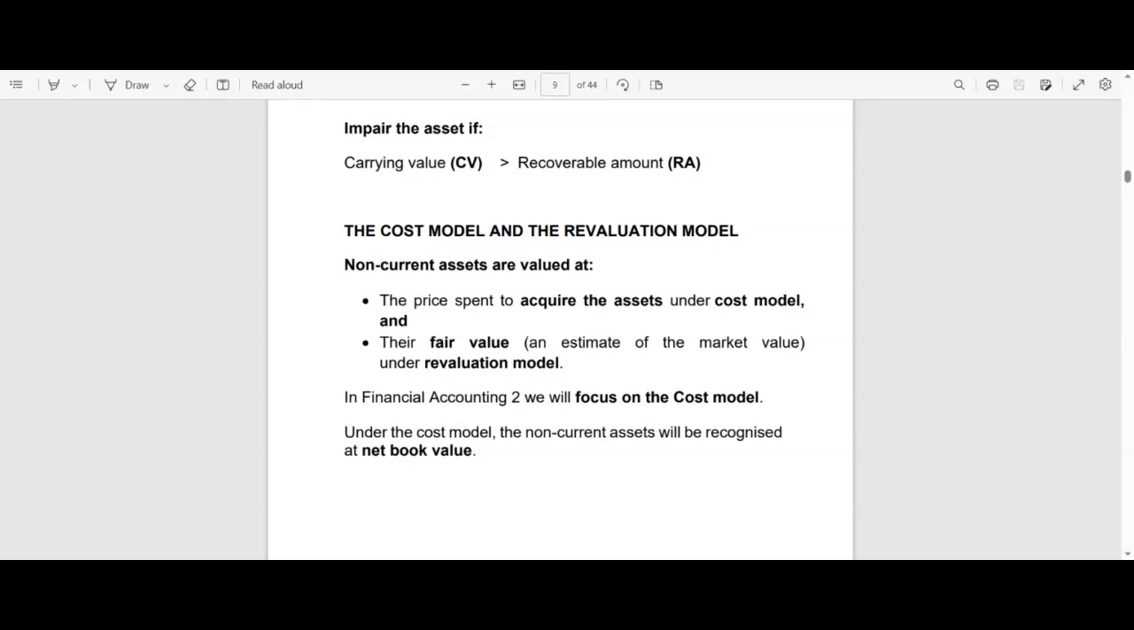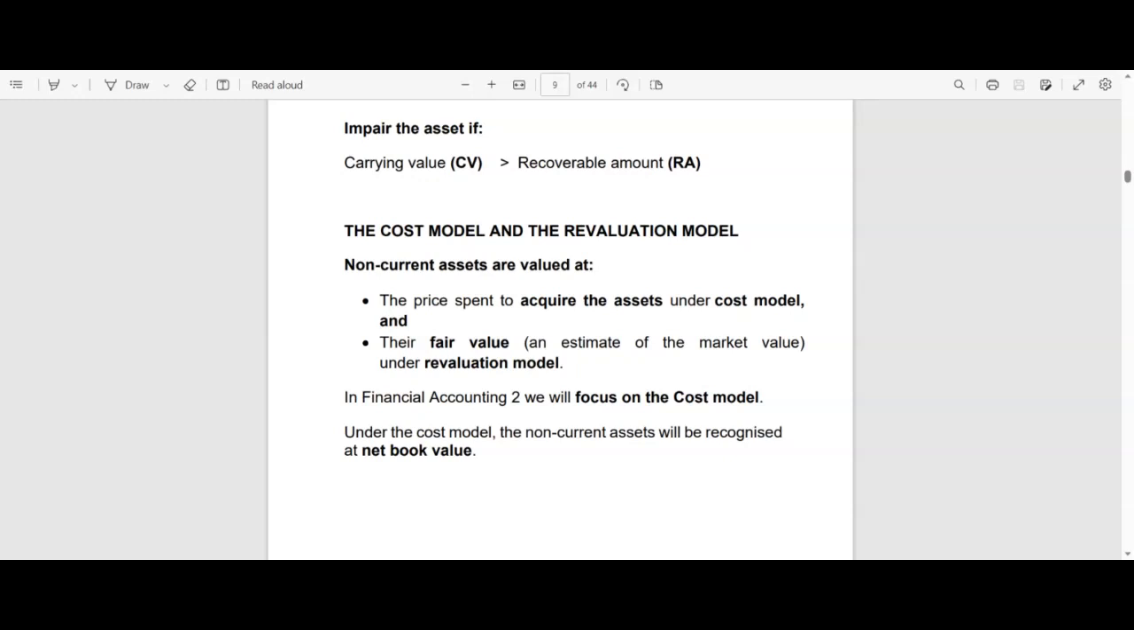Now that has got a few little implications for us, ladies and gentlemen. The first implication is when we have to draw up our accounting policy notes for property, plant, and equipment, we've got to disclose exactly that. So in our accounting policy, we will be saying something like the company uses the cost model for all its non-current assets or for all its property, plant, and equipment, depending on the situation, except for land where the revaluation model is used.